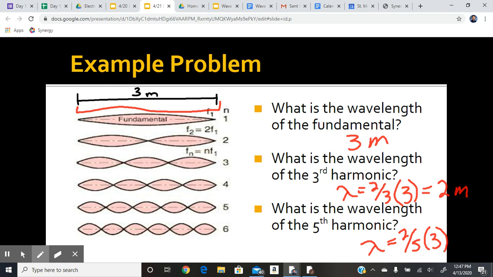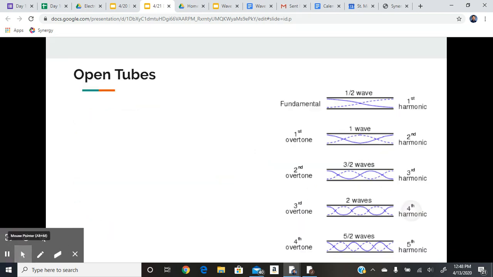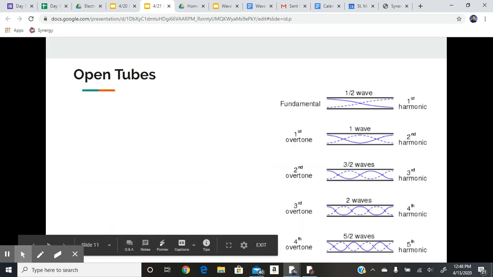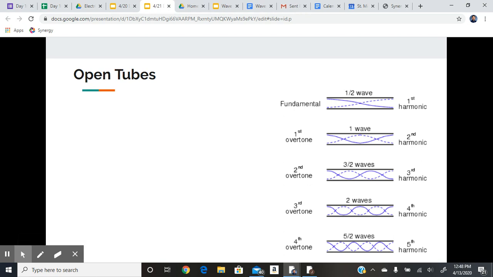And that should end up getting you 1.2 meters. Okay? All right, moving on. This is just showing you that open tubes are going to have the exact same equation as the frequency of the standing wave on a string. It's just going to look a little bit different.